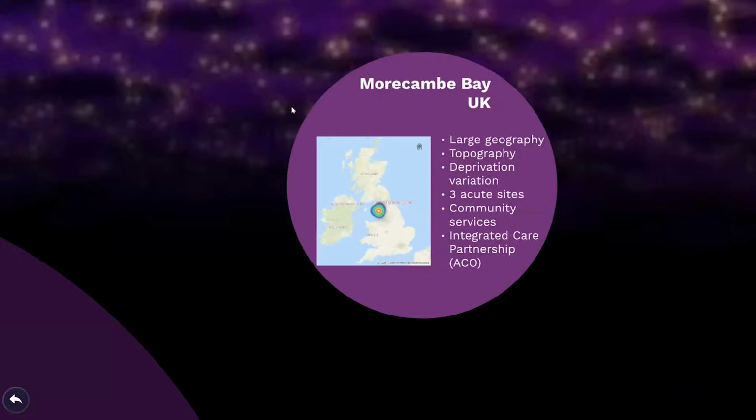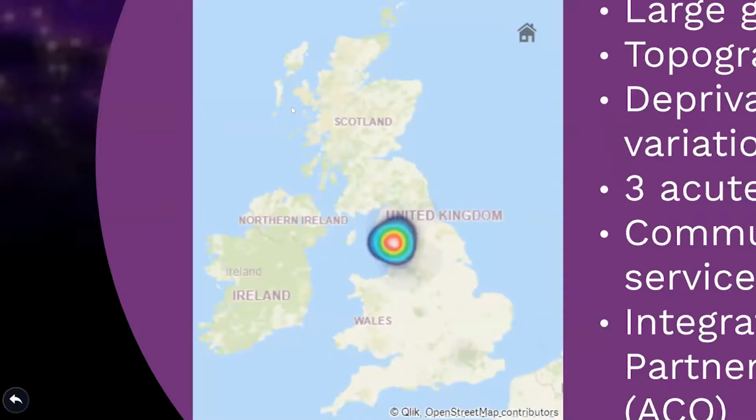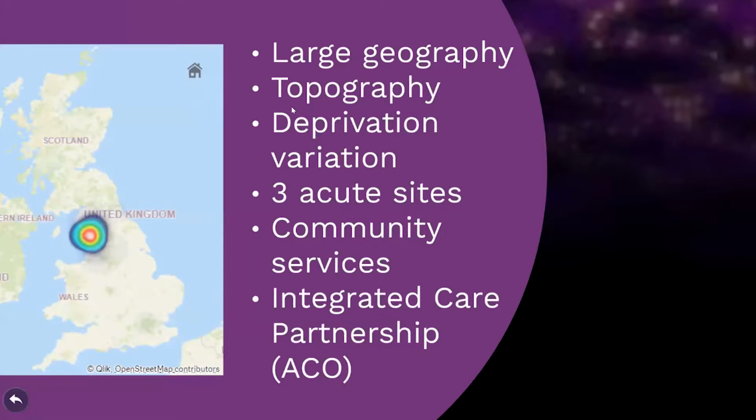Morecambe, I'd be surprised if many people know where Morecambe is. Morecambe is situated in the northwest of the UK. You can see from the map here that it covers our catchment area. It's a large geography, about 1,000 square miles. It is made up of some challenging topography in terms of delivering services. It's mountainous, there's a lot of rurality, and there are also some reasonably large urban areas.